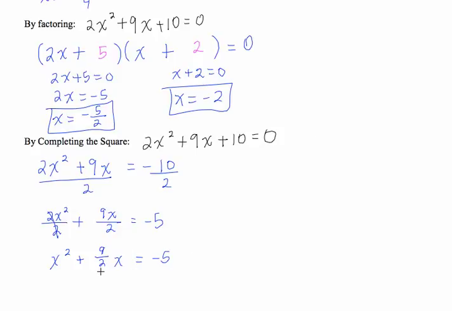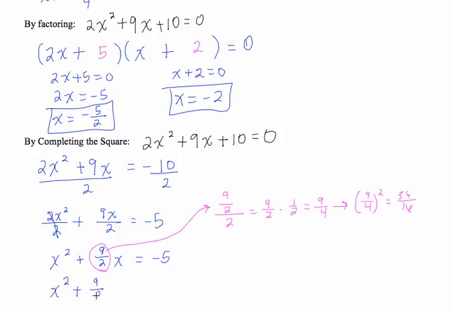Then to figure out what to add to both sides, we take this number, divide it by 2 and square it. 9/2 divided by 2, that's equal to 9/2 times 1/2, or 9/4. Then if we square 9/4, we get 36 over 16. So that's what we're going to add to both sides. So we have x squared plus 9/2 x plus 36 over 16. And actually, why don't we simplify that first? 36 and 16 are both divisible by 4 at least. 36 divided by 4 is 9. 16 divided by 4 is 4.